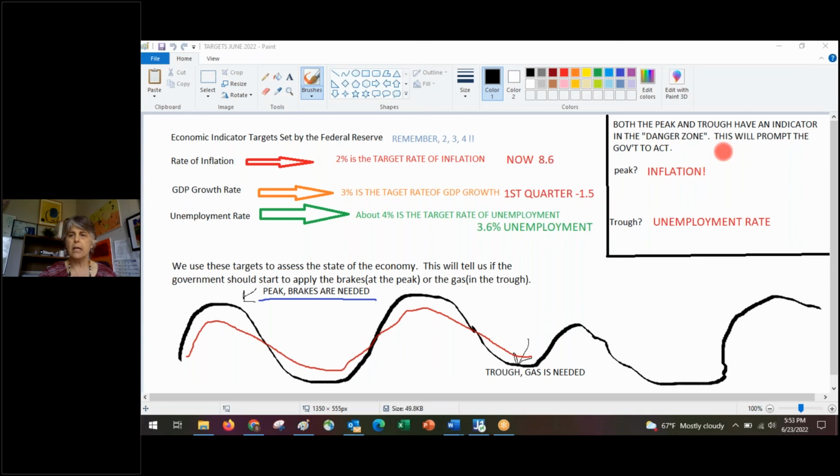So yes, at the peak and at the trough, you're going to have an indicator that's going to make the policymakers feel like they have to act. At the peak, it's inflation. Right now, we're fighting inflation. And in the trough, it's the unemployment rate. So this is just a short video to help you understand where we want the economy to be and how we can get there.